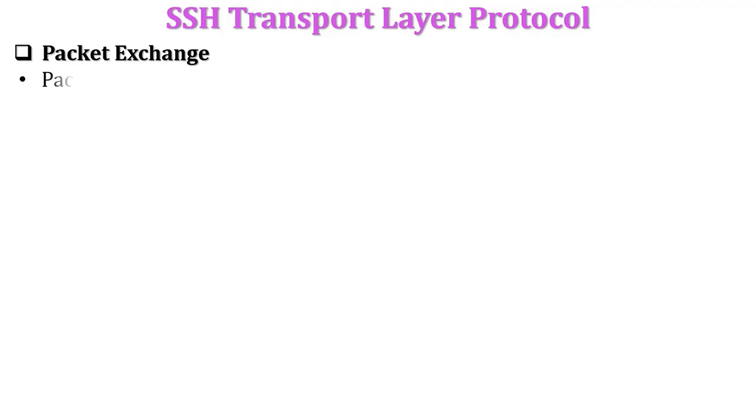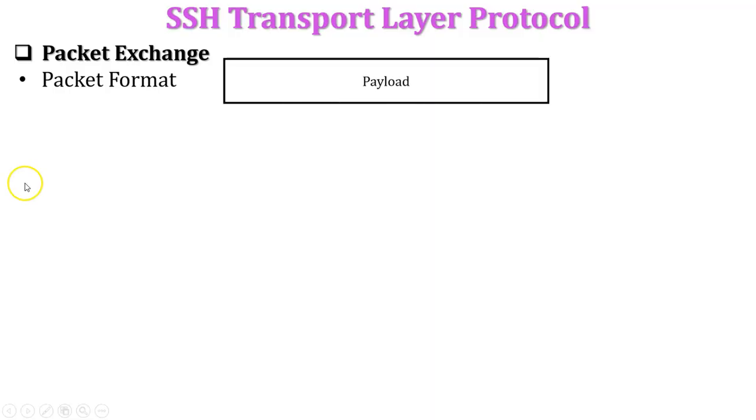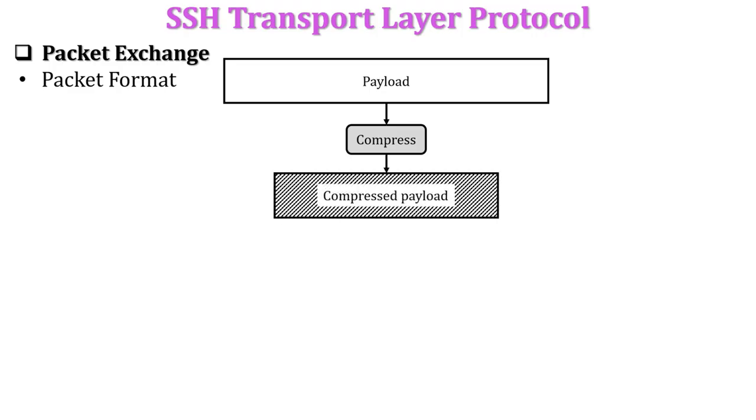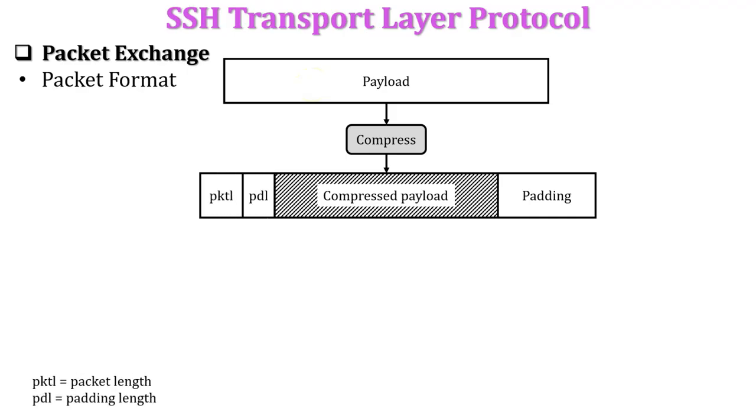Now let's discuss the SSH packet format. For example, this is my data or payload. Now apply a compression algorithm to the data and compress the data. After compression of data, padding is added. Here, the purpose of the padding is to make a fixed size block of data. After that, padding length is included. Then after, whole packet length is included. So this is my unencrypted packet.